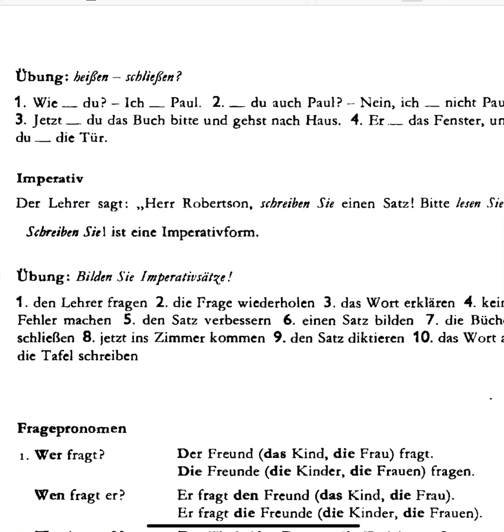Wie heißt du? What is your name? Ich heiße Paul. My name is Paul. Heißt du auch Paul? Are you also called Paul? I write number 1 with the ending t. Nein, ich heiße nicht Paul. Jetzt, now. Schließt, number 2, with ending t. Schließt du das Buch? Bitte und gehst du nach Hause? Please. Now. Jetzt is now. Close the book and please go home.